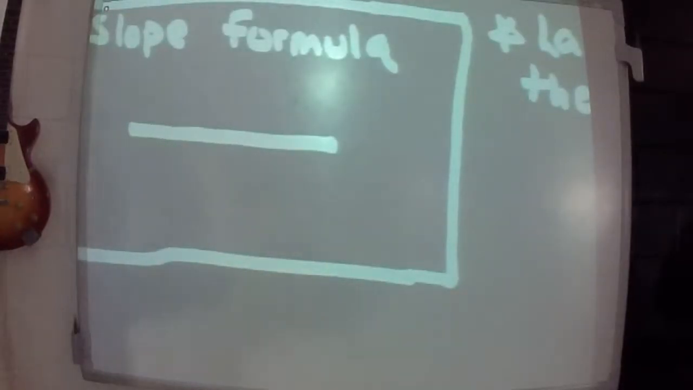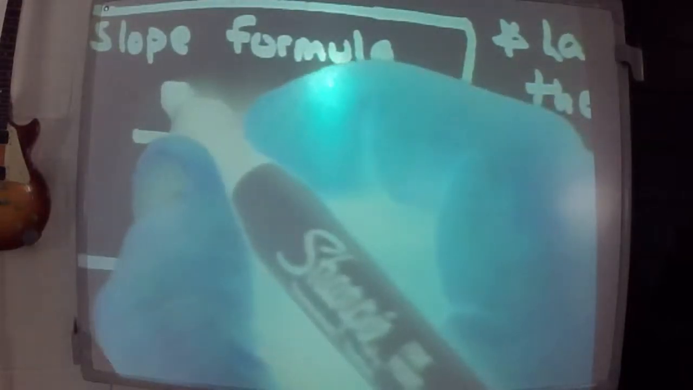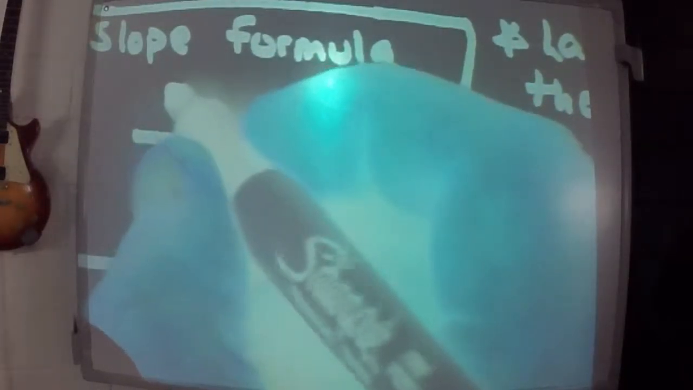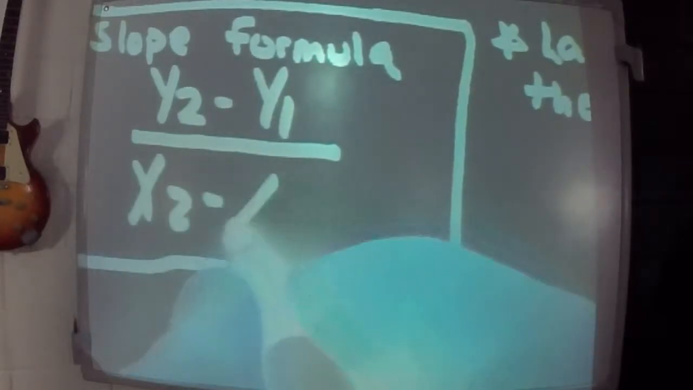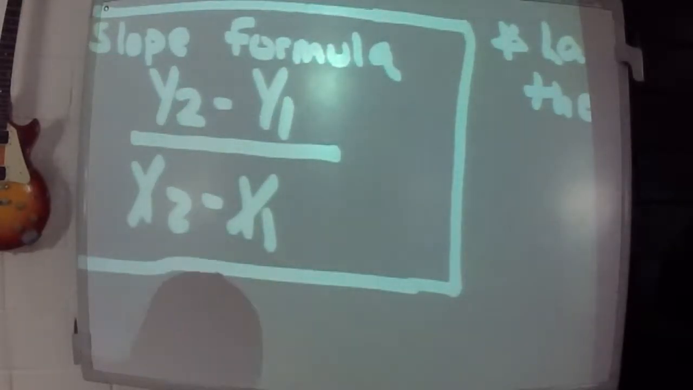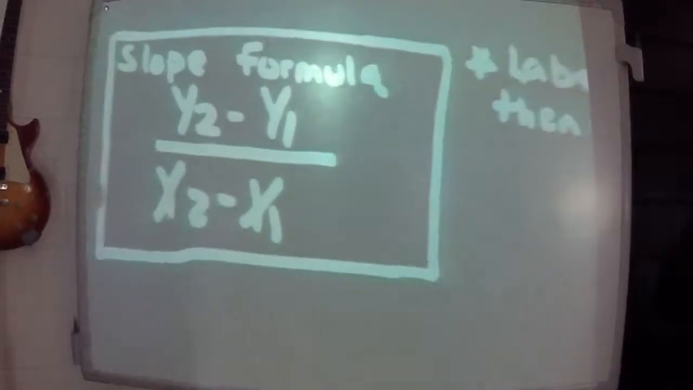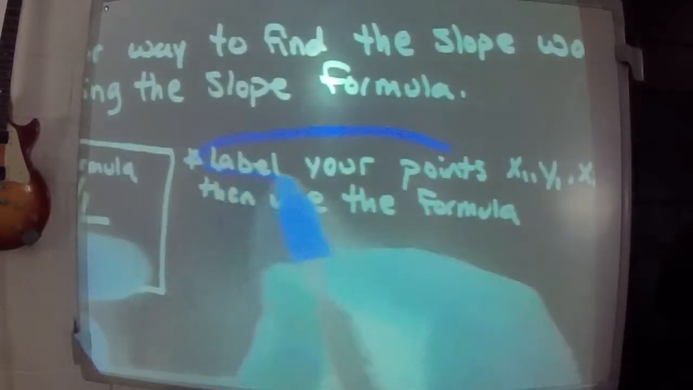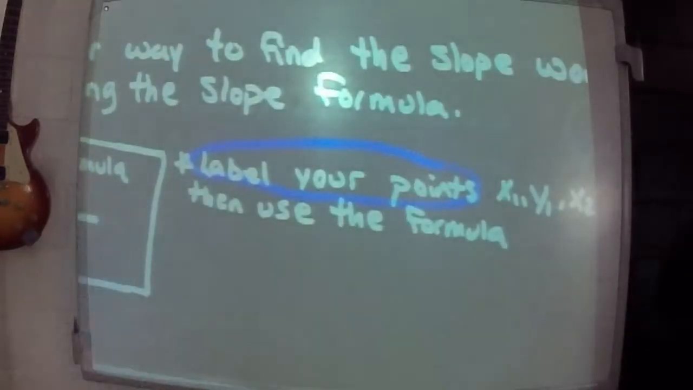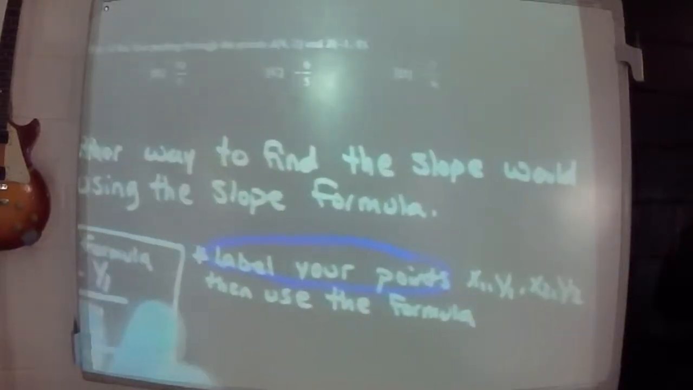Do you remember what the slope formula was? Y2 minus Y1 over X2 minus X1. You can look at the board, it's in the top right corner on the other wall. Y2 minus Y1 over X2 minus X1. When you're going to use the slope formula, the first thing you need to do is label your points.